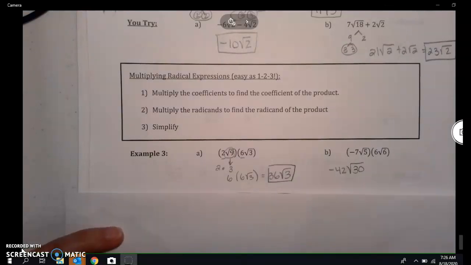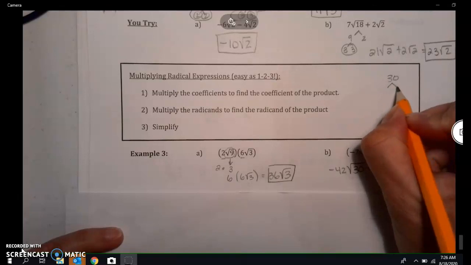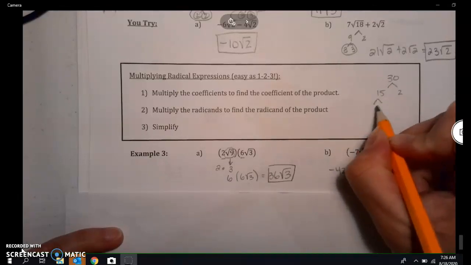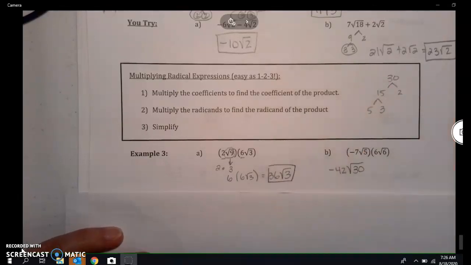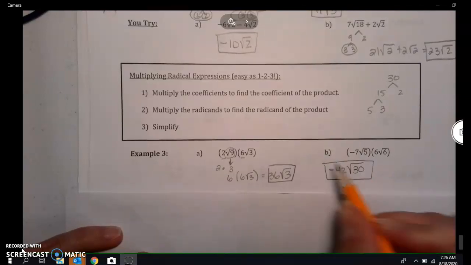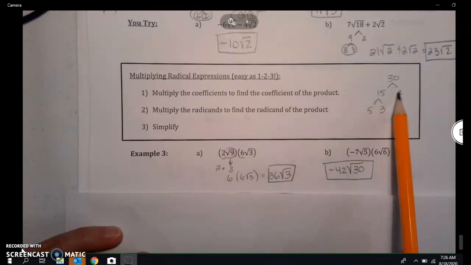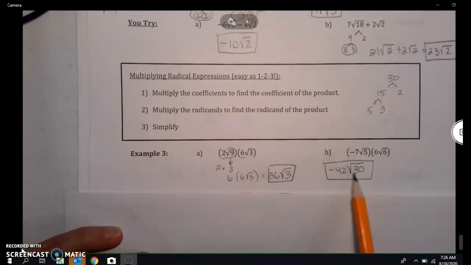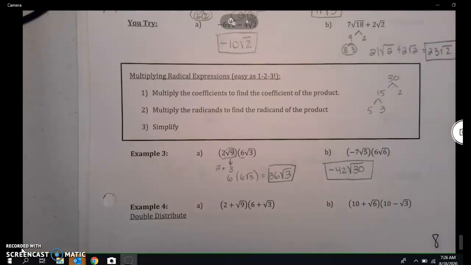So real quickly, if I broke 30 down and saw, okay, 15 and 2, 15 is 5 and 3. Now, yes, it can be broken down. It's not prime, but it doesn't help us because we don't get any twins, so it can't be simplified as a radical. So this would be our final answer. But you always want to check and do this procedure because if the number under the radical is not simplified, it's considered incorrect. So let's look at two more examples.